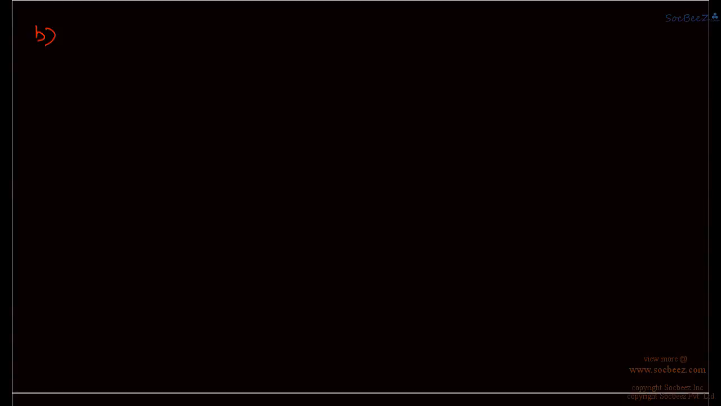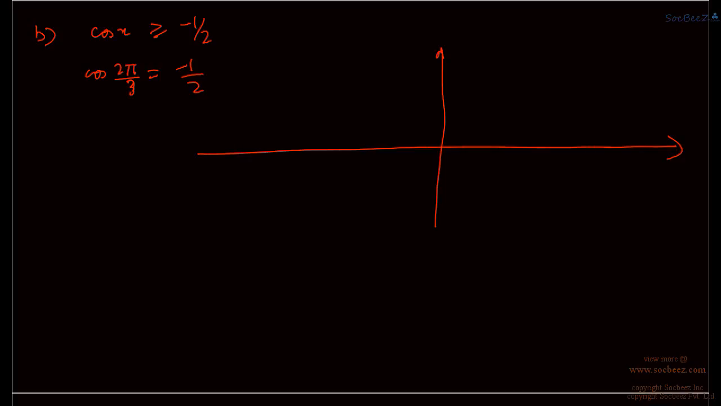Second question says cos x is greater than or equal to minus half, but we know that cos of 2 pi by 3 is equal to minus half. So let's take the same approach. Let's draw the graph and see which regions are actually valid. Right? So this is 0 here, 1 and minus 1. So let's draw the graph here.